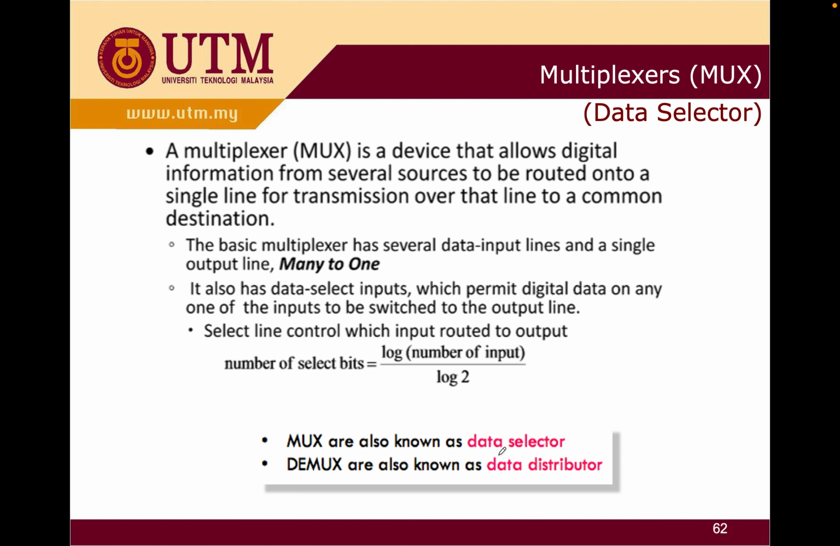MUX is also known as a data collector, because you're going to collect from many to one. From many to one only. While for DeMUX, you have one source and you're going to distribute to many. Okay, so that is the difference. That's why MUX is called a data collector and DeMUX a data distributor.